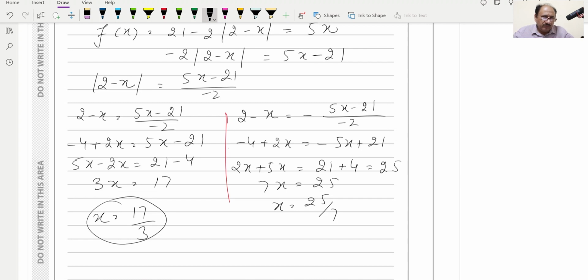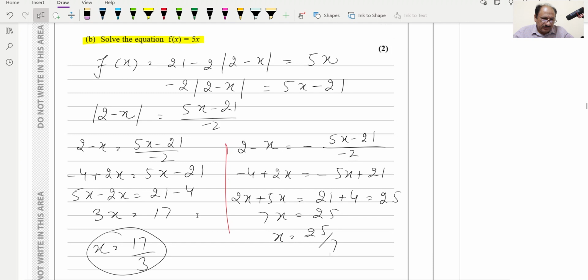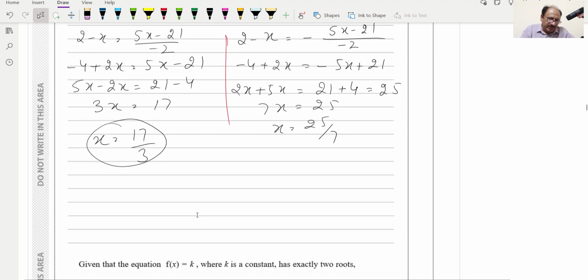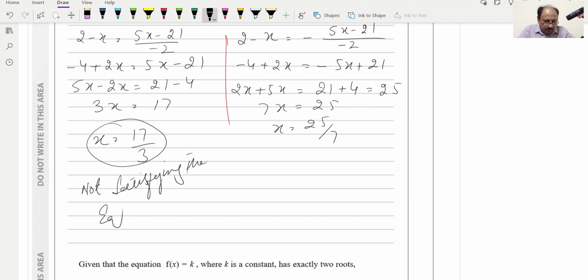Now we will be checking whether this value is satisfying the equation or not. If we replace 17 over 3, we will check this value will not be satisfying. You will replace the value and check, it will not be satisfying. So we will write not satisfying the equation, so reject it.